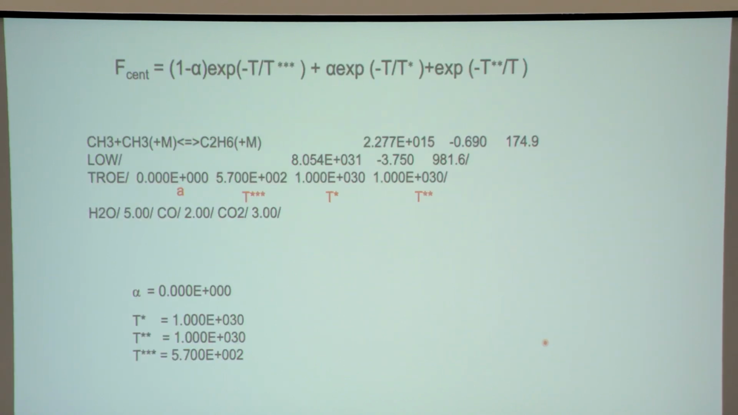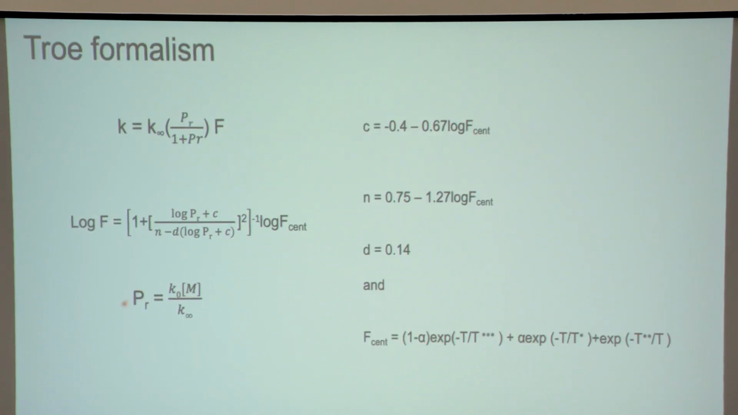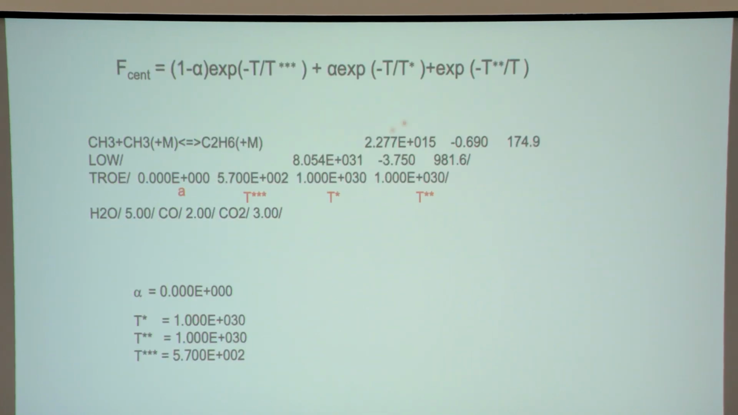And in the end, in your mechanism, what you will typically find is something like this. You'll have a reaction written as methyl plus M goes to form C2H6 plus M. This is the high pressure rate limit, so it gives you K infinity. K infinity is 2 times 10 to the 15, with some temperature dependence and some activation energy. It gives you the low pressure limit, K naught. So those are two things we need, right? We need K naught and K infinity to get the reduced pressure. Those are given in the model.